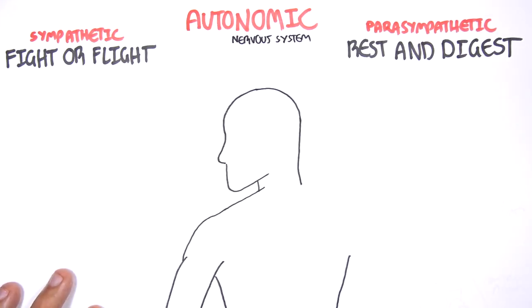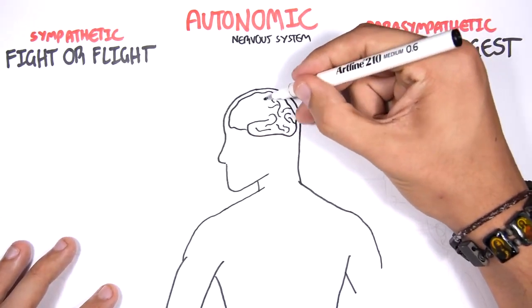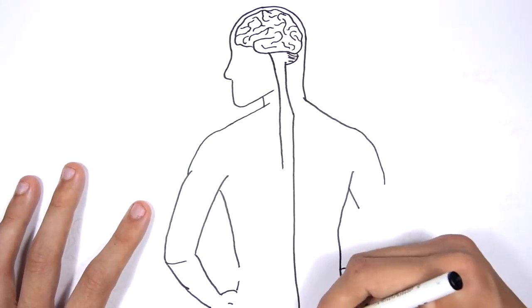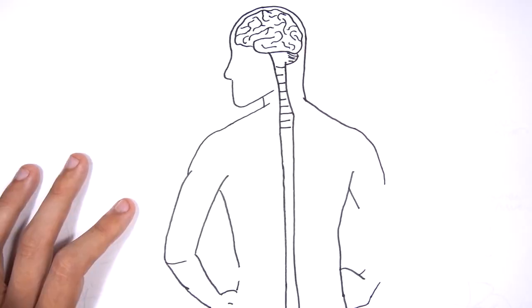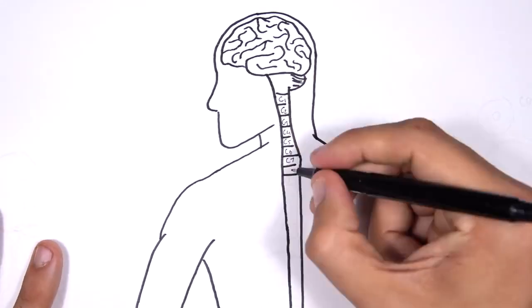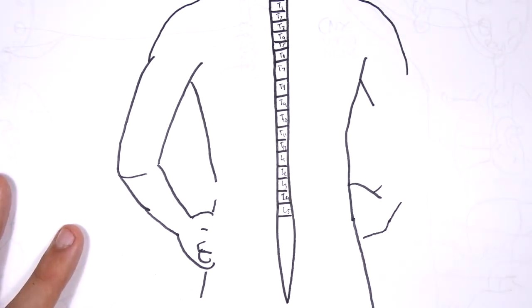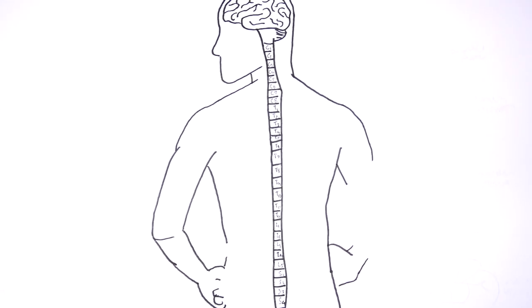It arises from the central nervous system, which is our brain and spinal cord basically. So here I am drawing the brain and the spinal cord. The spinal cord can be divided into segments. The spinal cord is divided into 31 segments. We have 8 cervical, 12 thoracic, 5 lumbar, 5 sacral, and 1 coccygeal segments. These are important because the sympathetic and parasympathetic nerves arise from these spinal cord segments.